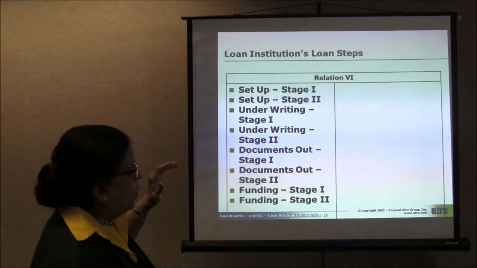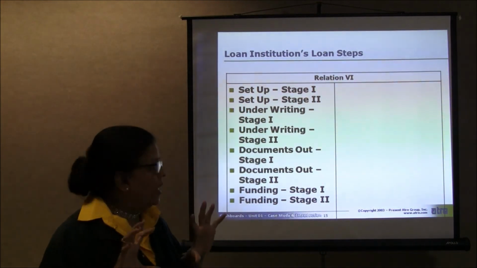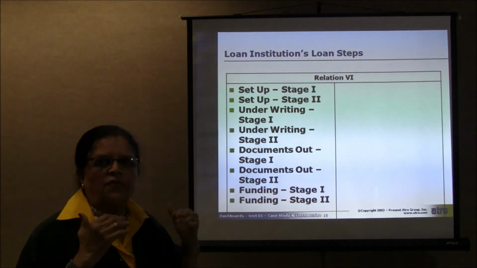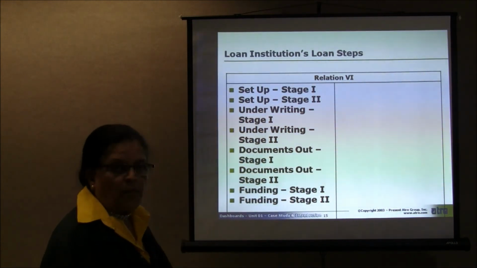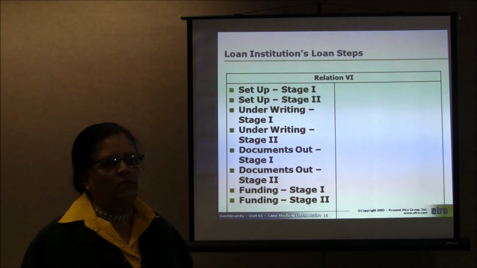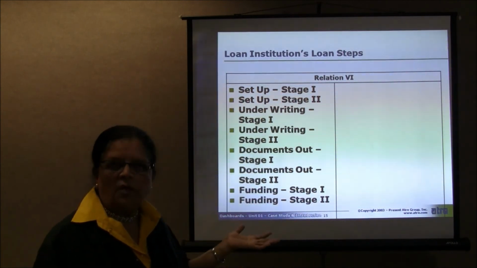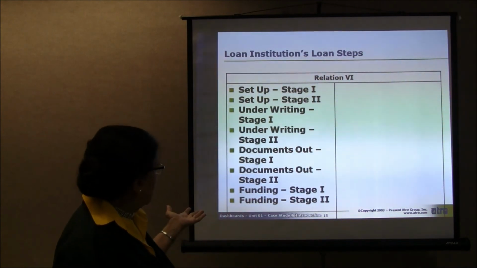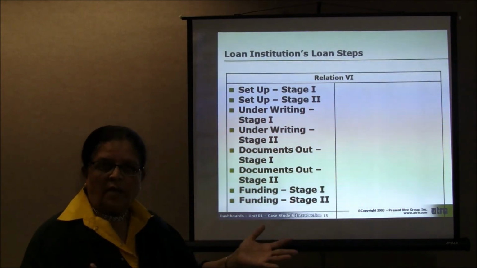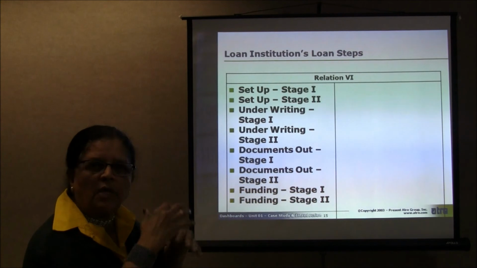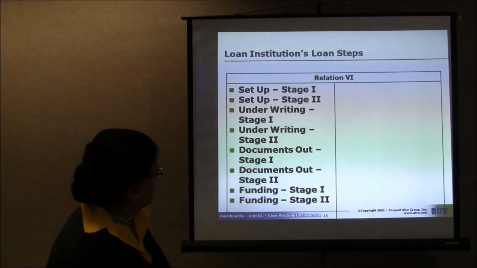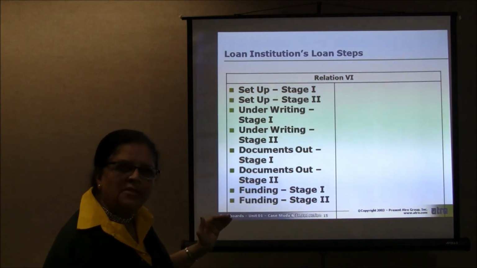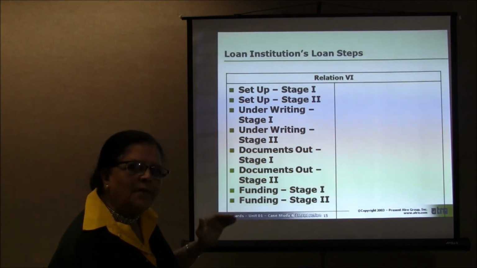Then for every loan, there are different steps which the loan officers have to go through. Setting up of the loan. Somebody walks into the branch, the loan center, and wants to have that. So our first stage, stage 1, all the way up to the funding provided to the customer. So there are various steps, and all along, as long as you're following those steps, keeping your common sense, you're fine.